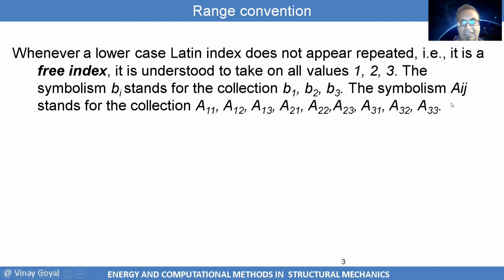The symbolism Aij, on the other hand, stands for the collection of A11, A12, A13, A21, A22, A23, A31, A32, and A33. Since i can take values 1 through 3, and j can take values of 1 through 3, you really have 9 components. In this case, i and j are free indices.